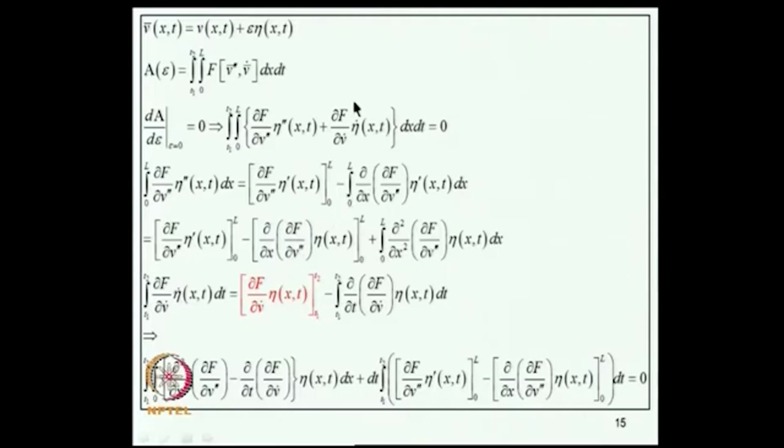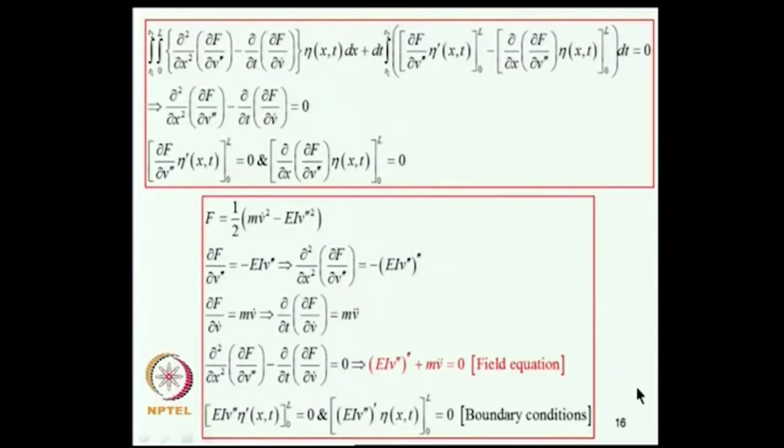Similarly, if you consider this term and consider integration from T1 to T2, we again use integration by parts and we get these two. Now, at t equal to T1 and T2, the variation is 0. So, this term drops off. We still have to interpret the other terms which remain, so we carry them further in our derivation, and we get this equation, which is the condition for stationarity of A.